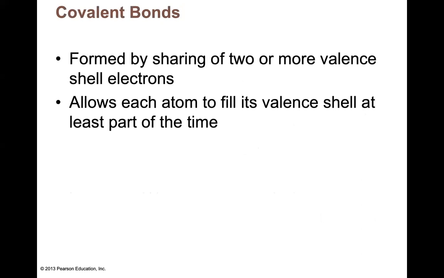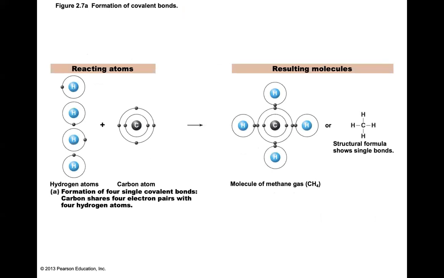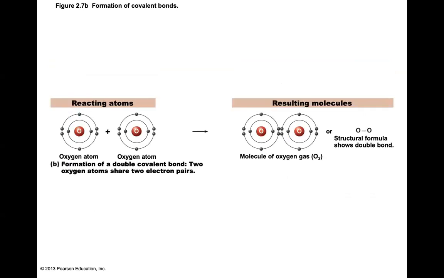Covalent bonds are formed by the sharing of two or more valence shell electrons. This allows each atom to fill its valence shell at least part of the time. So the difference between an ionic bond and a covalent bond is that in an ionic bond, you have the donation and the reception of an electron. For covalent bonds, they are actually sharing the electrons, as you can see here.